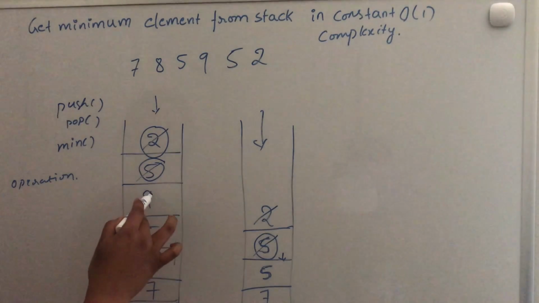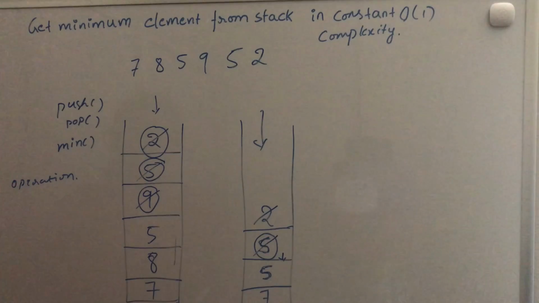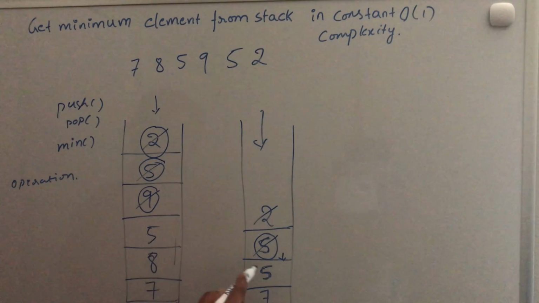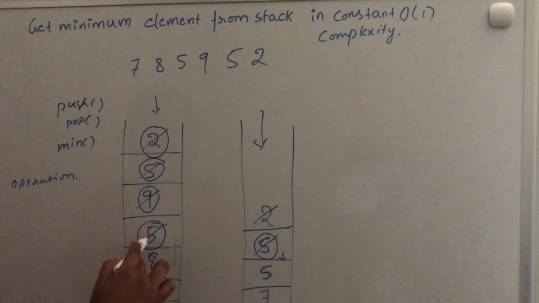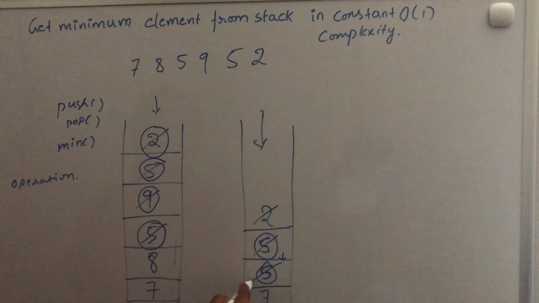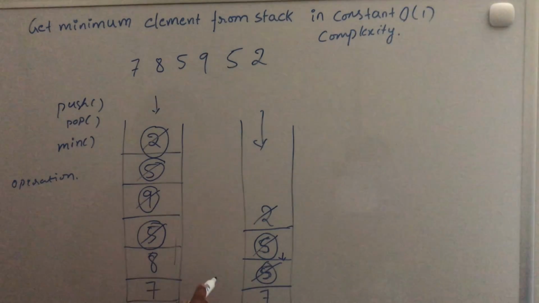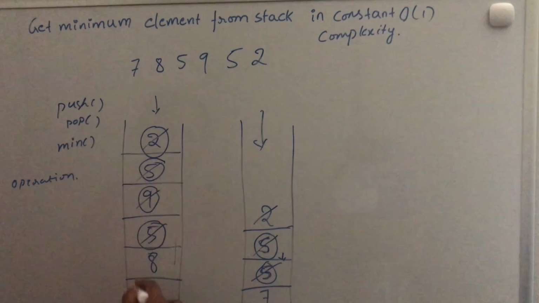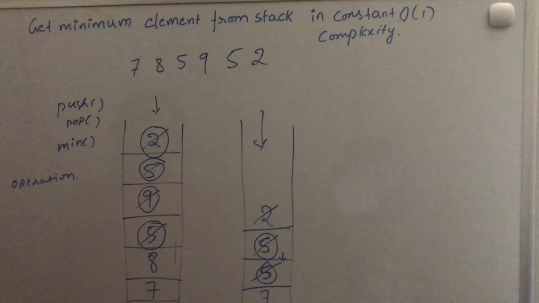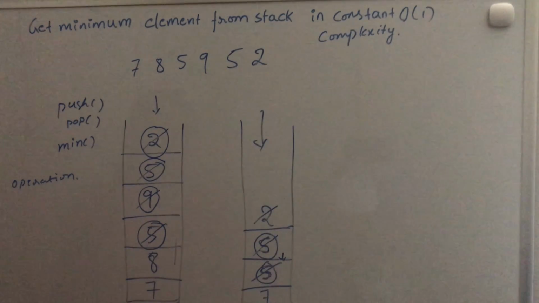And here again the top element we need to pop out. After that the minimum is still 5. Then when we pop this 5, and this 5 is the same, we need to pop this out also. And now 8 and 7 remain, and 7 is the minimum. So like this we get the minimum element at every stage of the stack. The time complexity for this is order of 1, constant.